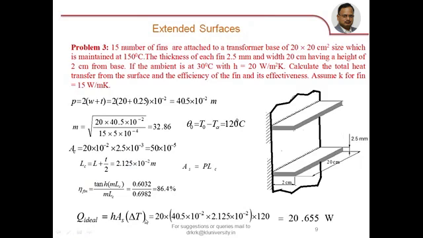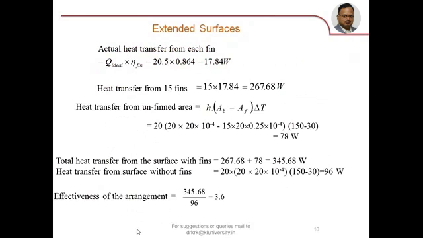Now Q ideal, h A s into delta T, h is 20, surface area P into Lc, delta T, because we are calculating ideal, I assume that the entire fin is at a temperature of 150 degrees centigrade, hence delta T throughout the fin length is 120, 20.655 watts. This is ideal.